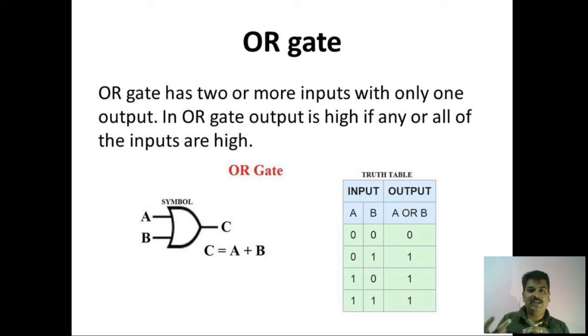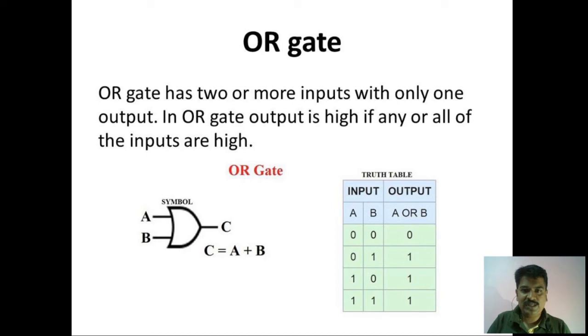In the OR gate, the output is high if any or all of the inputs are high. That's a very unique character apart from the AND gate. Here you will get a high output if any one of the inputs is high, that's enough. Or if both the inputs are high, that's very good to make the output high. So this is the symbol of the OR gate.